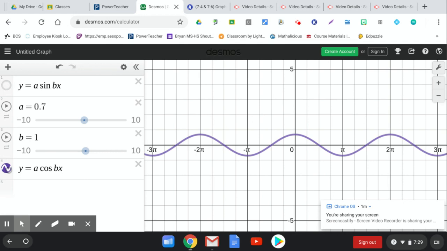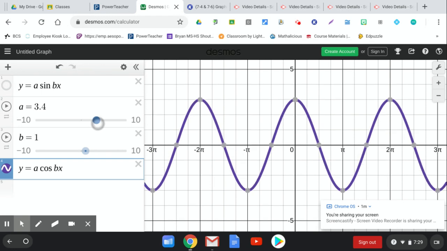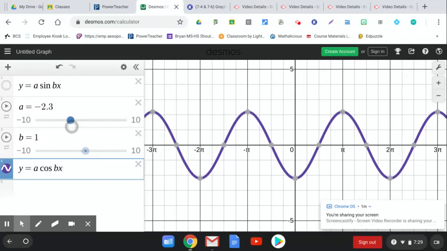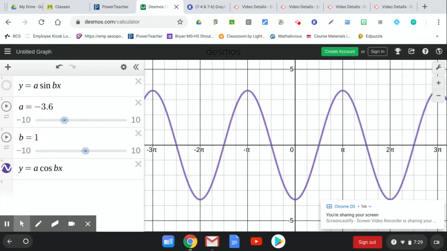Well, not quite. Cosine starts at its crest, and it takes a full cycle to get to the next crest. I adjusted the amplitude for that. That's why it's not 1. And we can adjust the amplitude for these. And then if that amplitude becomes negative, it just reflects. So instead of starting at the top, it's starting at the bottom.